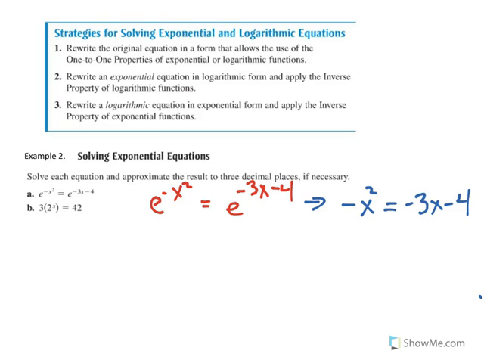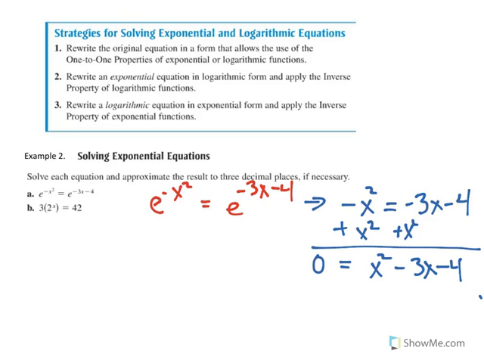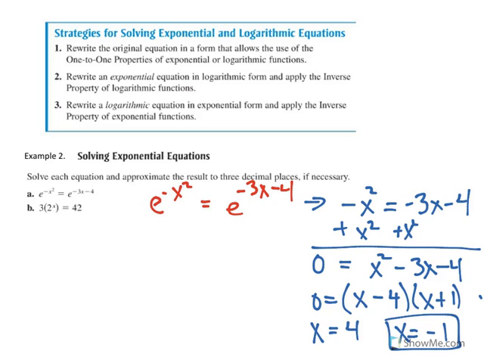Now it looks almost like a quadratic equation, so I'm going to add x squared to both sides, and when I do that, I get 0 equals x squared minus 3x minus 4. Solve it, and it's just a quadratic equation. If I factor it, I get x minus 4 and x plus 1 equals 0. And so I end up with x equals 4 and x equals negative 1. Now, since our domain for exponential equations is all real numbers, I don't have to worry about whether I have an x that makes sense or not.